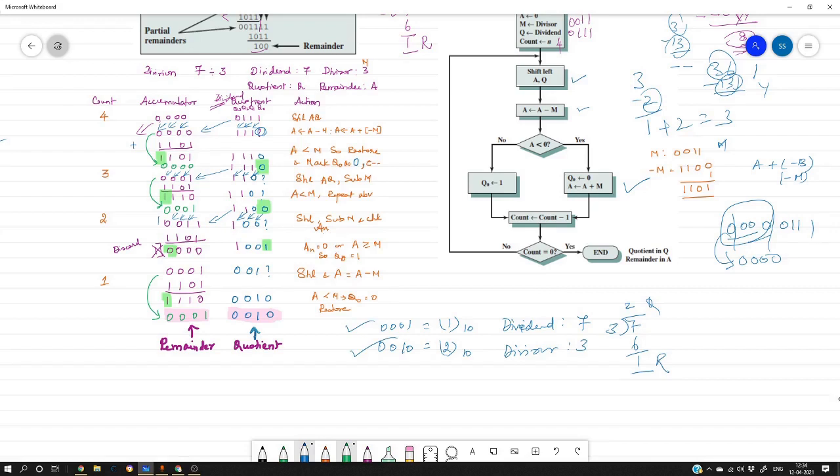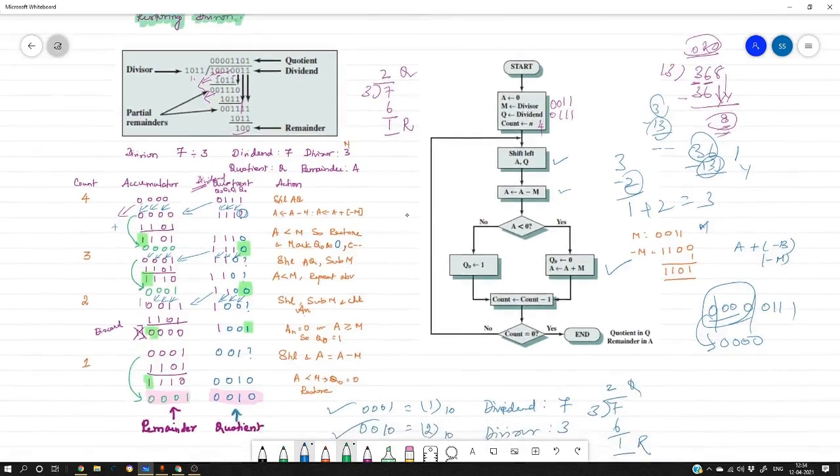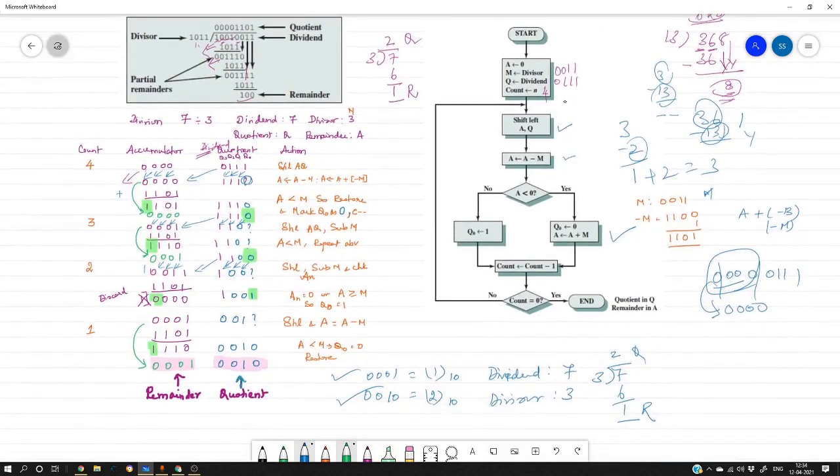I'll just try to trace this flowchart also. So we have just initialized, and count was initialized with 4. The first step, even before checking the values in A, Q, M and count, is shifting left the contents of A and Q, and subtracting the divisor from the content of the accumulator. Then we check if A has a value lesser than 0, which means the value is negative, because the resultant value is always stored in the accumulator.